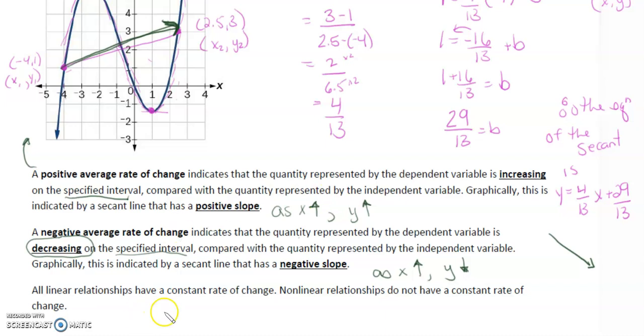Okay, and all linear relationships have a constant rate of change. You'll get into this more in calculus. Nonlinear relationships do not have a constant rate of change. In other words, constant rate of change, when we're talking about a line, lines have slopes. So when we take a look at slopes, slopes are drawn with a line, right? So we have the same rate of change going all the way up. Constant rate of change for any line.